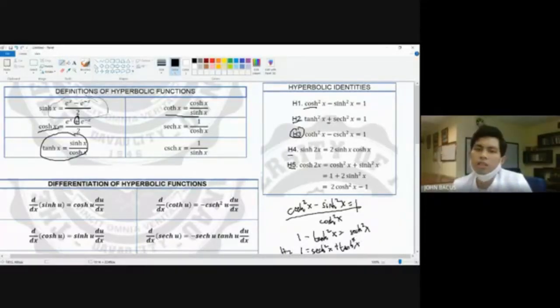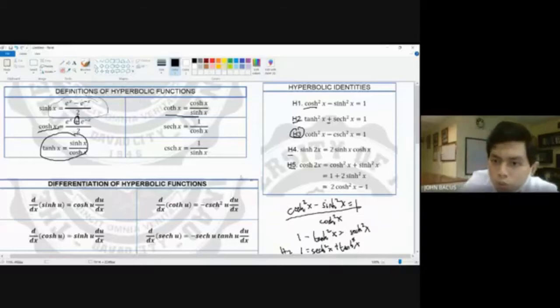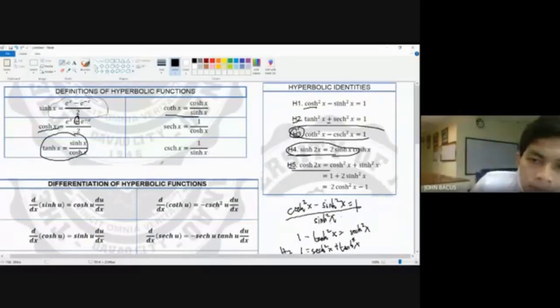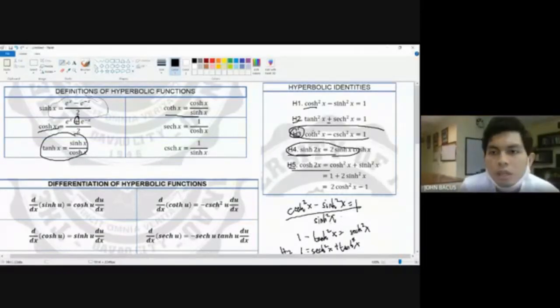To get H3, divide by sin h squared x. Then we get H3. This one is just an identity like sin 2x, that is 2 sin x cos x. So it is the same in hyperbolic. We will use these identities in the examples later on.